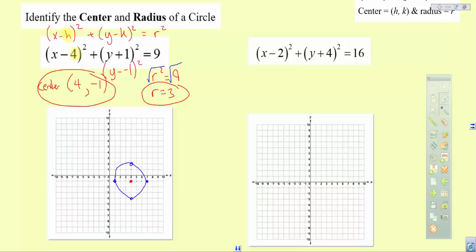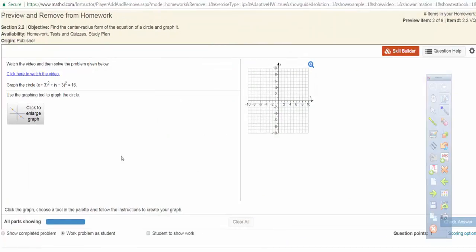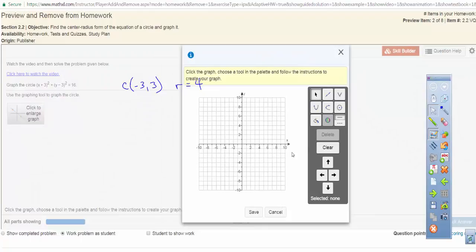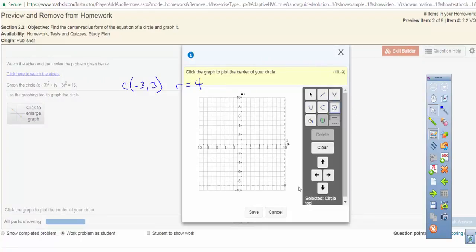Now, when we take a look at this inside of MyMathLab, we see a problem like this, and so we'd start off and we'd say, okay, well, that means that our center for this guy would be at negative 3, 3, and our radius would be equal to 4. So we would click on enlarge, and we would make this guy here bigger, slide him over so it's out of the way. We would choose the appropriate tool, which is a circle, and then we get specific directions just like in 2.1. Click the graph to plot the center of your circle. So we go to negative 3, positive 3, we plot it.